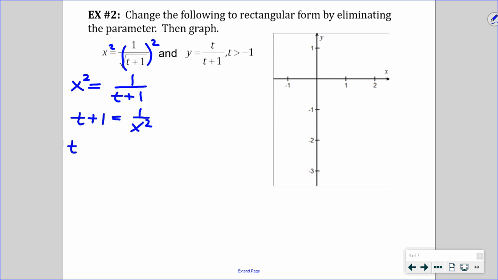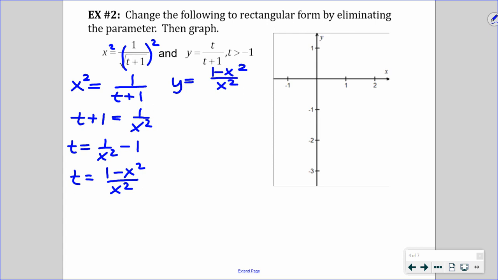And then I could just subtract the 1 on both sides to get t by itself. And then if I found a common denominator, like converted the 1 to x squared over x squared, I'd end up with 1 minus x squared all over x squared. Okay, so now we're just going to substitute that in our other equation in place of t. So we'll have y equals (1 minus x squared over x squared) all over (1 minus x squared over x squared plus 1). So you can see where I just replaced t with the 1 minus x squared over x squared.